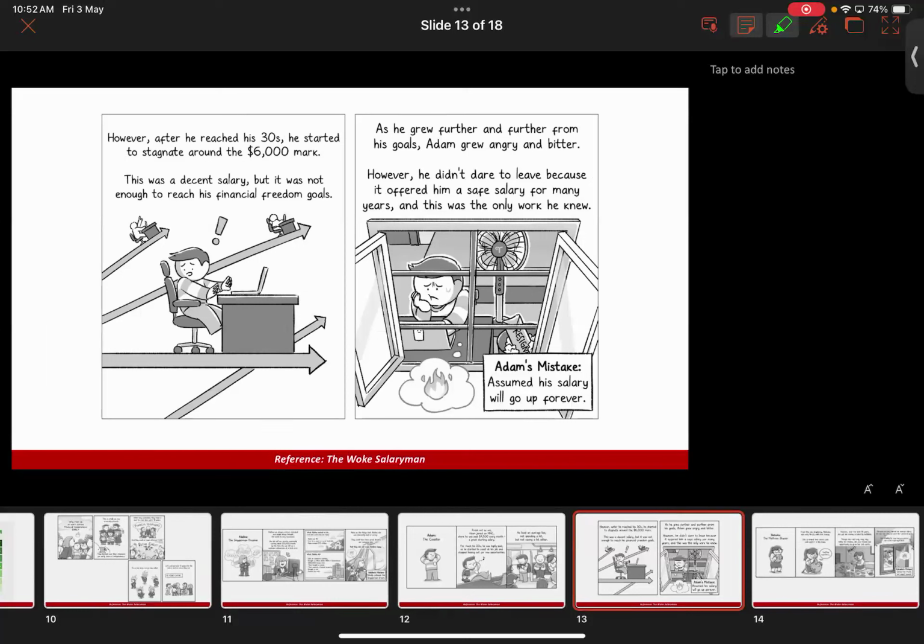But what happened is after he reached 30, he started to stagnate around 6,000. Cannot go further. The salary was stagnant. It was a decent salary, but it was not enough to reach his financial freedom. So what mistake did he make? Basically, he didn't invest much, and he thought that the salary can grow exponentially, which will not happen. So you cannot assume that salary will go up forever, and there's still a need to invest.